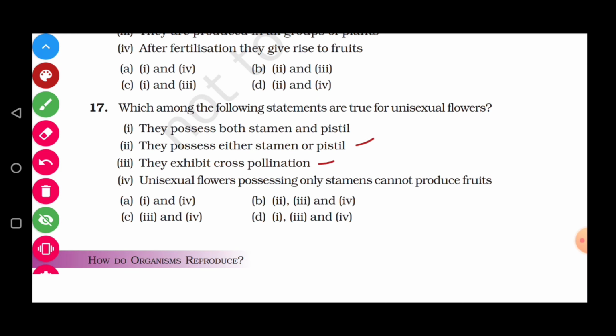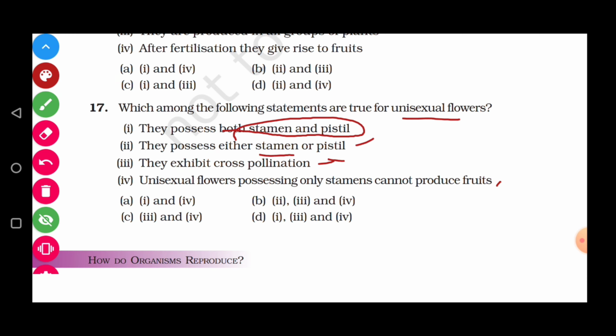The third is also correct and the fourth one is also correct, but option number 1, they possess both stamen and pistil. If both are present, can we call that flower unisexual? No, it would be the bisexual flower. So the first statement is not correct. Rest all are correct. They can possess either stamen or pistil.